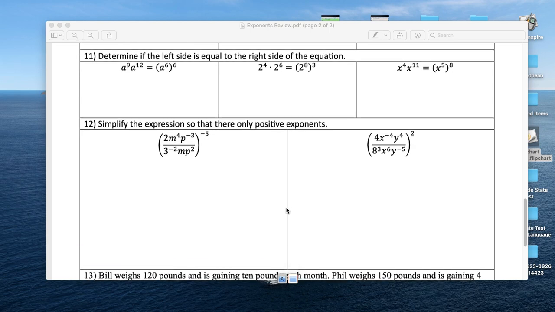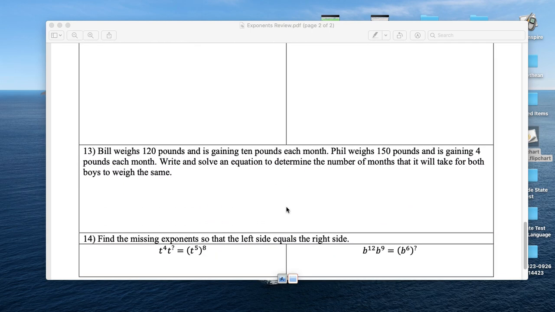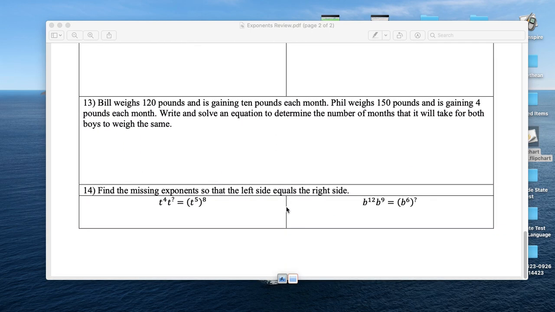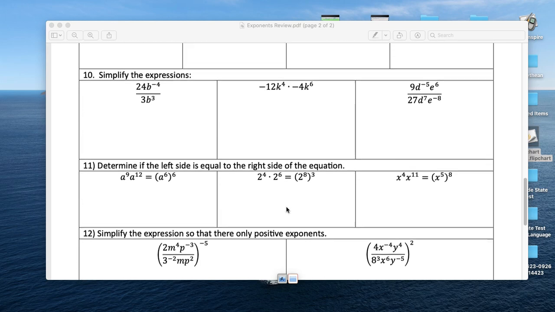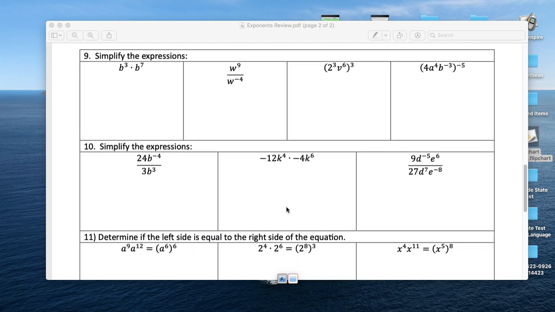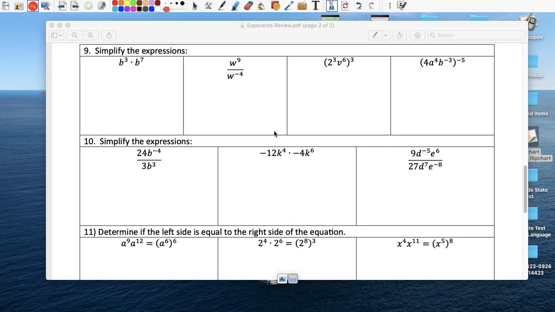So most of your test is on exponents, but you'll have 2 equation problems. So just be aware of that. Bases are the same. We're multiplying. Keep the base, add the exponents. 3 plus 7, and we get b to the 10th. Ta-da! Done.